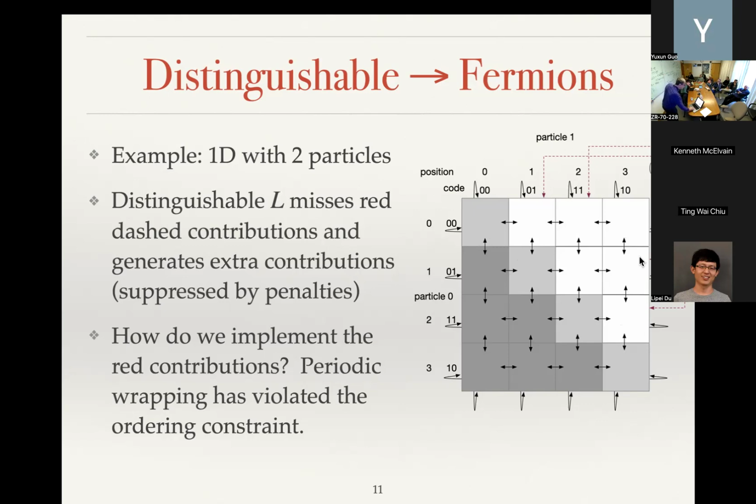But I'm now missing these red dashed lines, because what's happened here is you've moved, say, in a periodic way. You've gone from position 3 back to position 0, and now you need to swap the two particles to find the correct neighbor. Because if I'd gone off the top, I'd end up down here, in this square. So what I really need to do is end up over here.